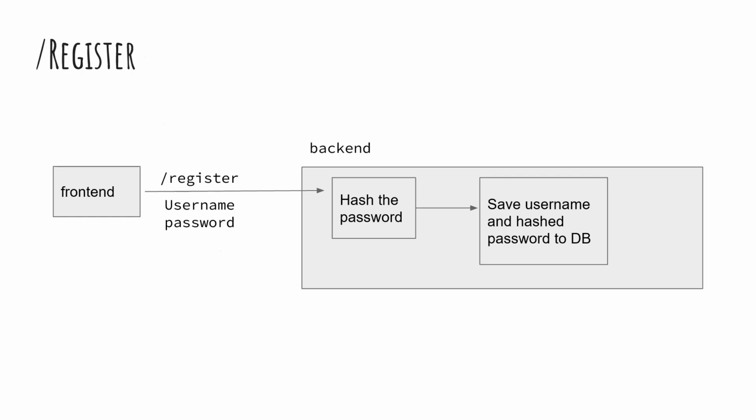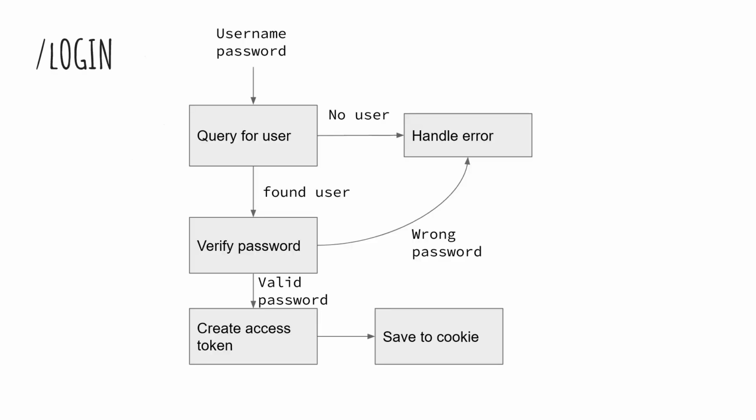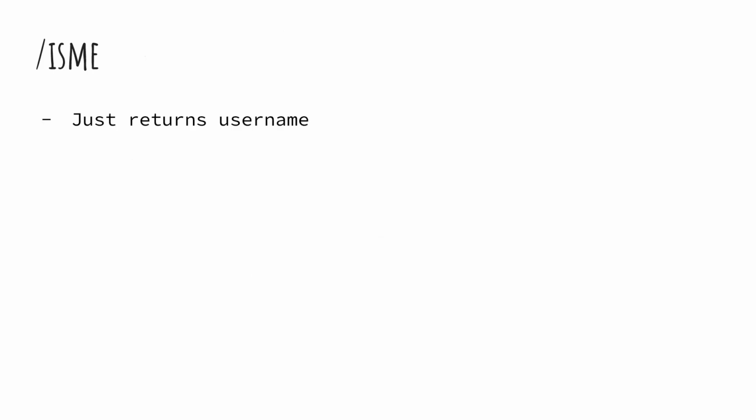And from there, the backend would hash the password and then save the username and hashed password to the database. For the login route, the username and password will get passed down to the backend, and the backend will query for the user. And if it doesn't find it, then it will handle the error. And if it does find a user, then it will verify the password. Once the password is verified, then it will create the access token and then save that to a cookie. And then the isme endpoint is just going to verify the user and return the username.